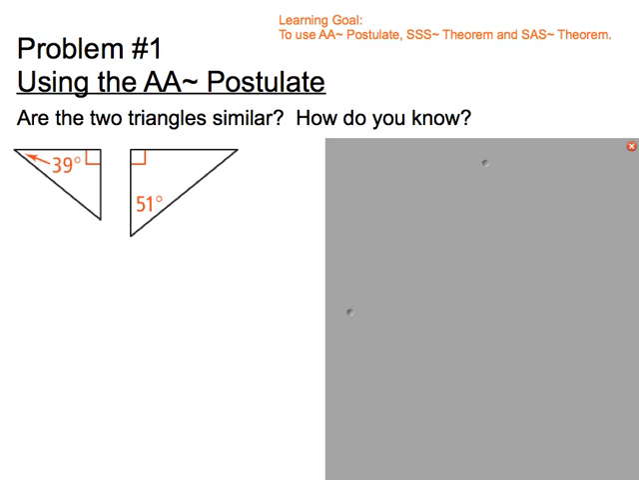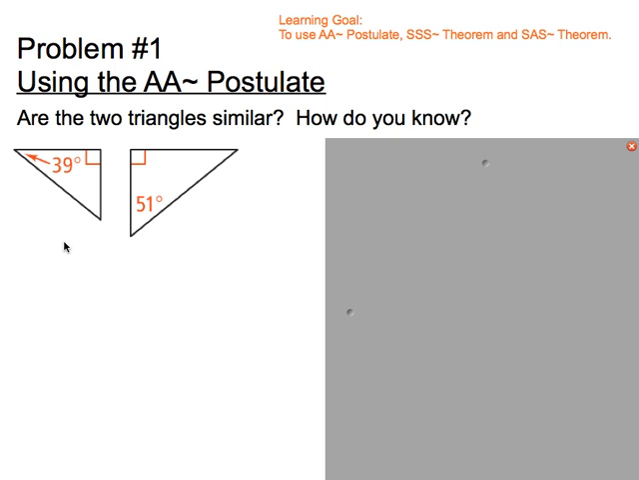It says, are the two triangles similar? And if so, how do you know? At first glance, these two triangles look like they might be similar. They certainly share a 90-degree angle. However, we have to have two angles that are congruent in order to use the angle-angle similarity postulate. So here, since the 39 does not match the 51, we have to at least check the other angles to see if they match.